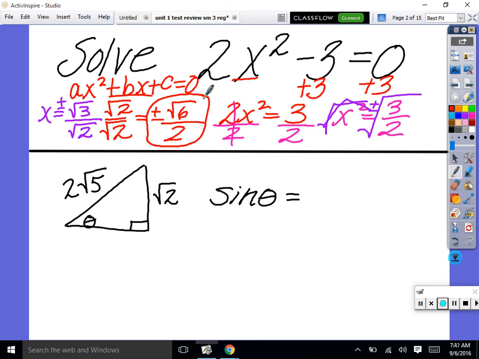Questions? Okay, looking at this one, remember, stuff like this will be on the test. If I said find sine of theta, isn't sine, oh heck, opposite over hypotenuse?